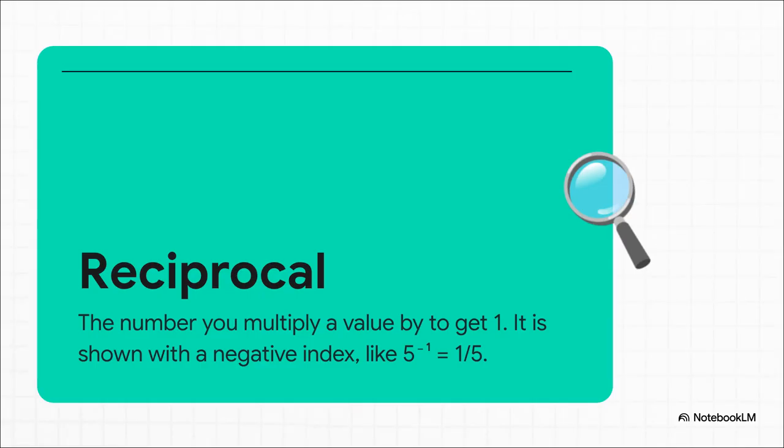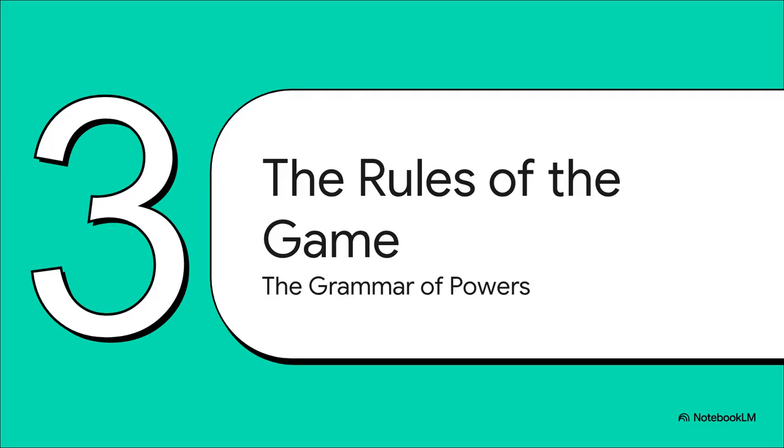Okay, one more opposite idea for you, the reciprocal. The easiest way to think about it is just the upside down version of a number. And what's really slick is how we write it, using a negative power. This is an incredibly clever bit of notation, and it's going to be super important in just a minute. All right, we've got our building blocks. We have our vocabulary, you could say. Now we need the instruction manual, the grammar, that tells us how to put them all together.